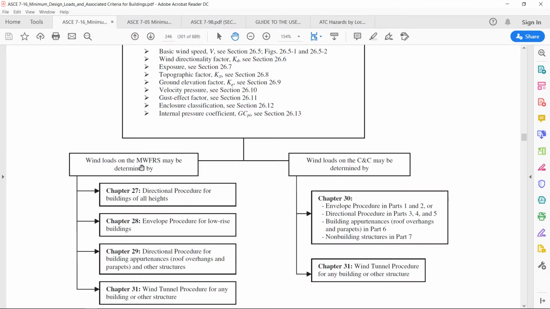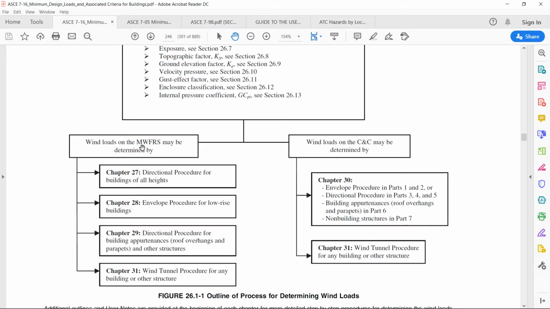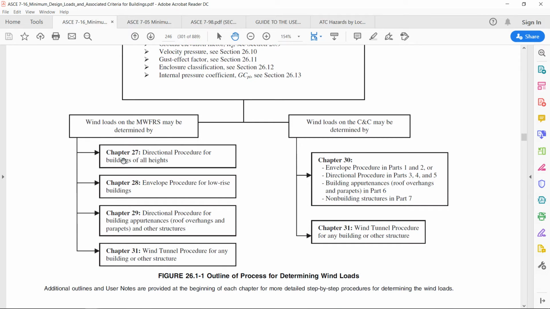If you are going to define wind load for the main wind resisting system, the first chapter is chapter 27. Here is the directional procedure for buildings of all heights. Now they have changed the name also. Now the directional procedure here in 27 is the same as before. It was called the analytical procedure. That was method number 2.